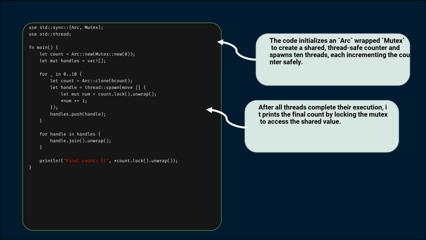After all threads have been spawned, we join them, ensuring they finish execution before moving on. Finally, we print the final value, demonstrating how effective synchronization enables safe concurrent access to shared state in Rust applications.